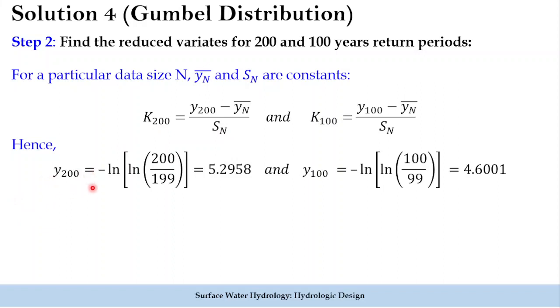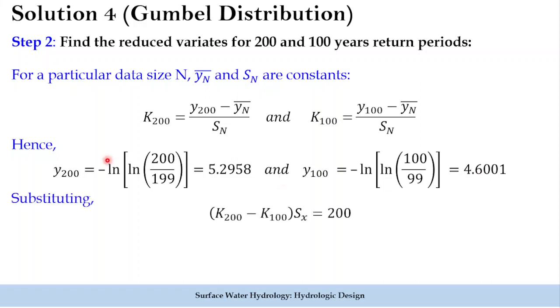So how to find y200? For that purpose we have this equation: minus ln of T divided by T minus 1, where T is the return period. So 200 is the return period for the first reduced variate. 200 divided by 200 minus 1, which is 199, gives 5.2958 for y200. Likewise, we can obtain y100 using the same equation for the 100-year return period, which is 4.6.